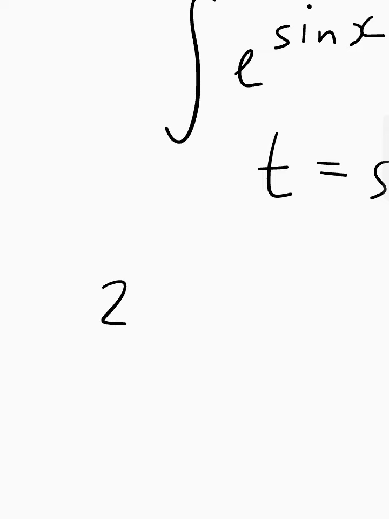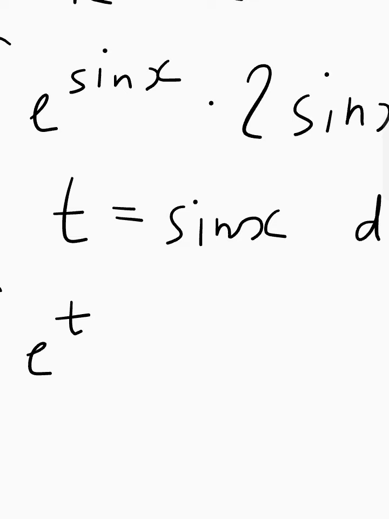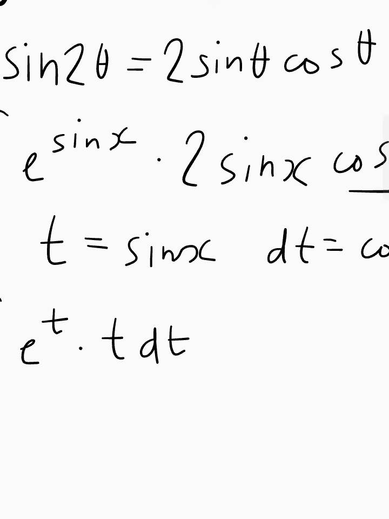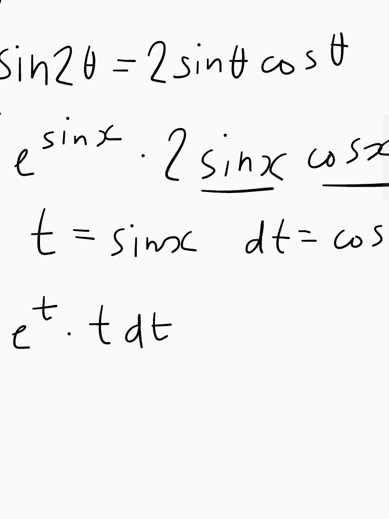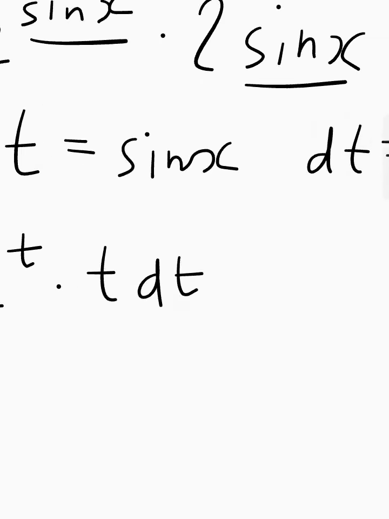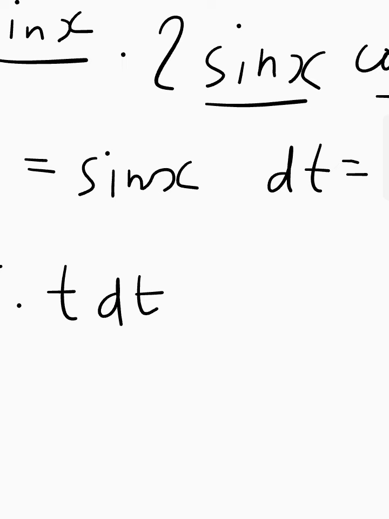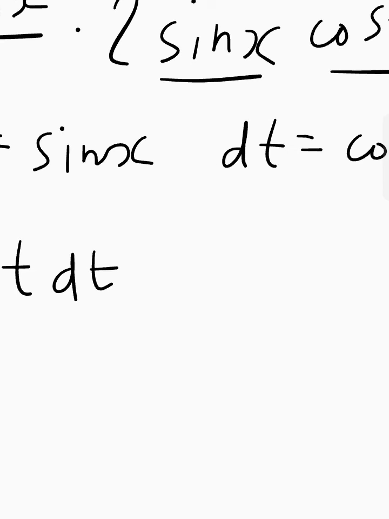So now making our substitution, I'll get 2 times the integral of e to the t times t dt. Because sine x over here is t, this over here is a t, and the cosine x dx is equal to dt. Okay. Alright. Apparently my phone's low on battery now.